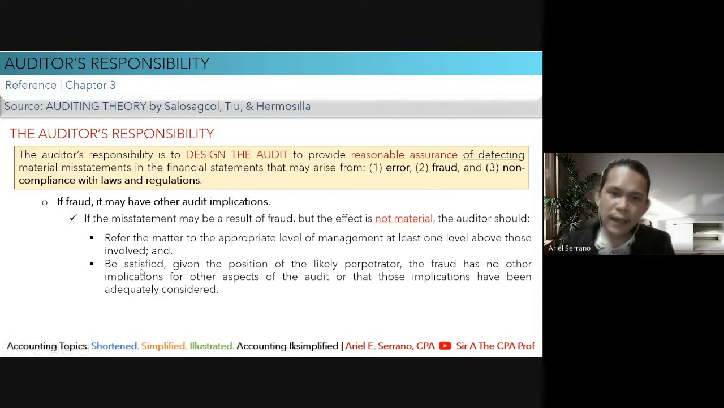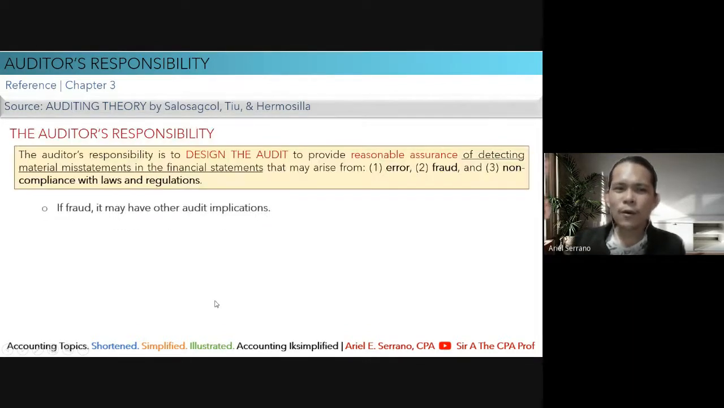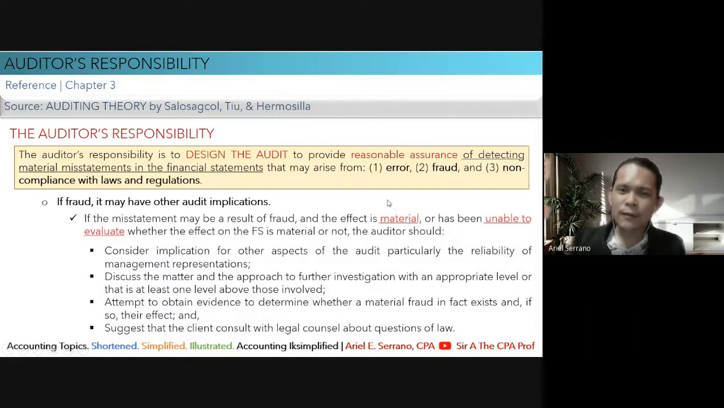And be satisfied, given the position of the likely perpetrator, the fraud has no other implications for other aspects of the audit, or that those implications have been adequately considered. So dapat masatisfy daw yung auditor. Satisfaction on what? Na yung fraud na yan, kung immaterial yan, wala yung ibang implikasyon sa audit natin. At yung mga implications na yon ay na-consider po natin. Okay? Now, kung ito naman ay material, kung yung material misstatements arising from fraud, hindi ko na uulitin kasi redundant.